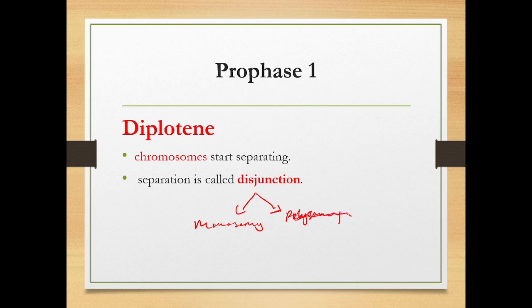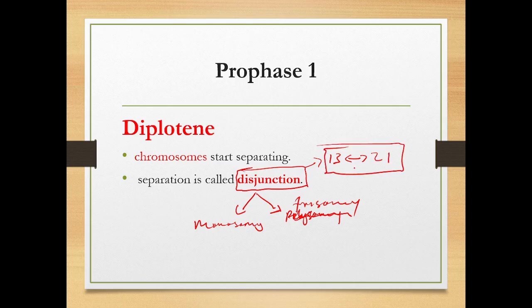Trisomy, I should say, either monosomy or trisomy. So this disjunction can lead to that, and mostly genetic disjunction normally takes place between chromosome 13 and 21. In between these is where you need to expect some disjunctions to take place. Yeah, it's natural.